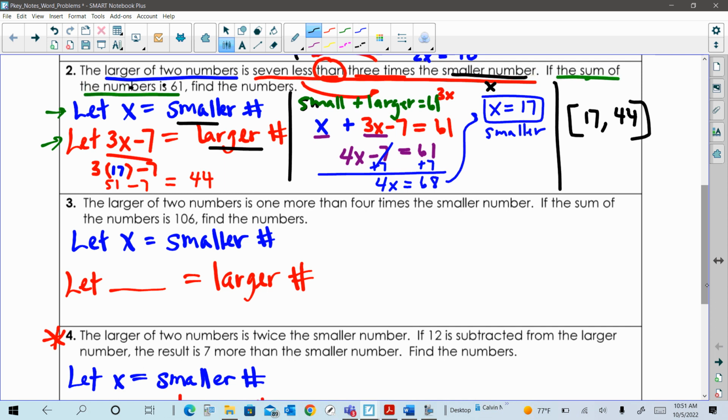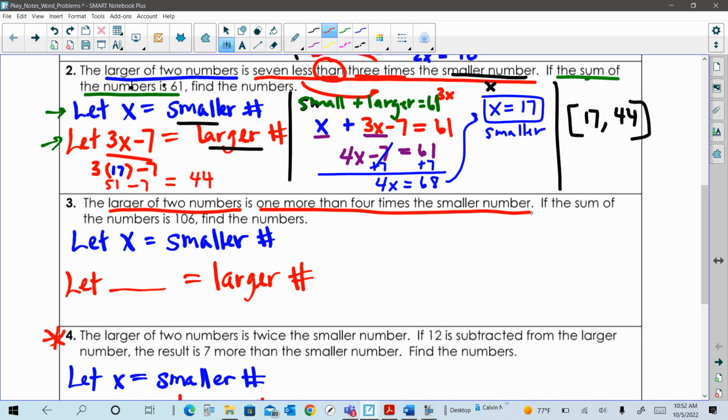All right. On number 3, what would be some key information? Larger of 2 numbers, okay? The larger of 2 numbers. 1 more than 4 times the smaller number. 4x plus 1. 1 more than 4 times the small. Oh, that line looks bad. Okay, 1 more than 4 times the smaller number.